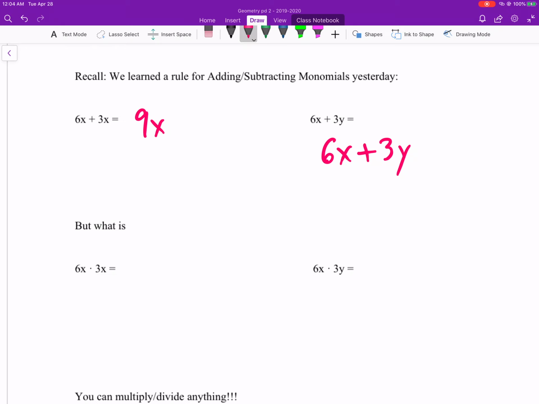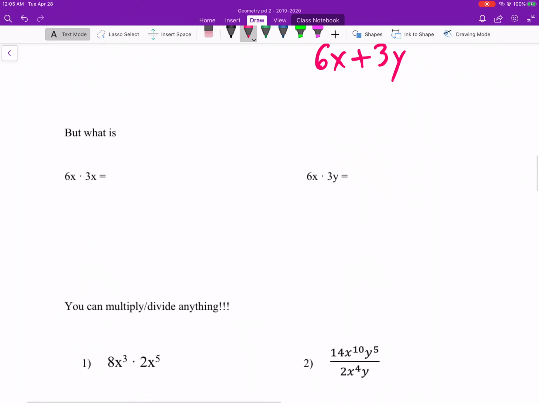So on the left here is really what I want you to get at. Those are like terms. You can add them. On the right, not like terms. You cannot add them. X and y are not the same variable. Now, we just said 6x times 3x is 18x squared. On the right, 6x times 3y, you can actually multiply. And I mentioned that in the video yesterday. You can multiply and divide unlike terms.